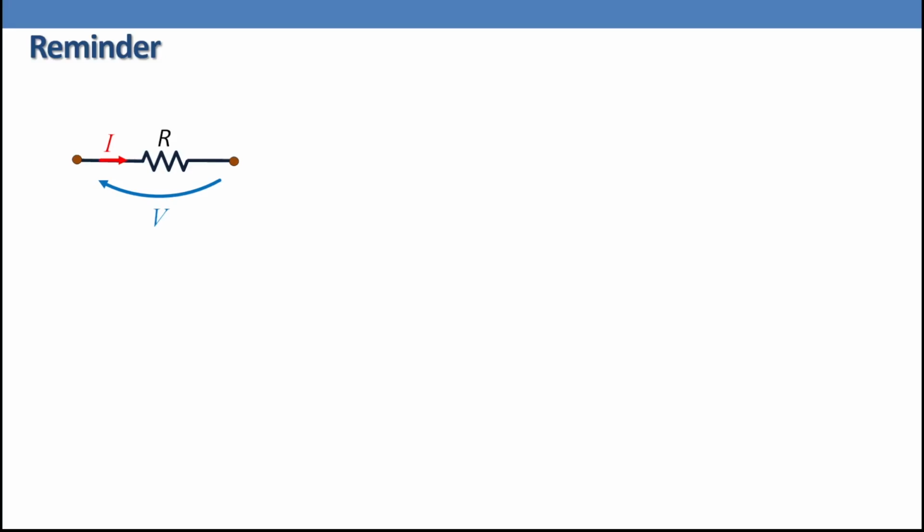So if we have a resistance R and there is a current I going through this resistance, the voltage across the resistance will be in phase with the current. Look here, V and I are in phase. So that is a unity power factor case. The angle between V and I is 0.